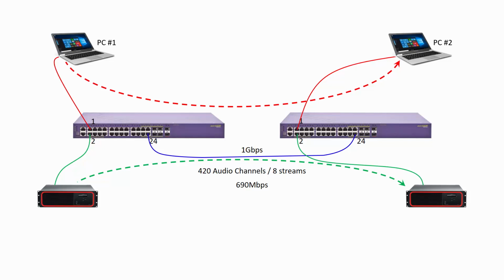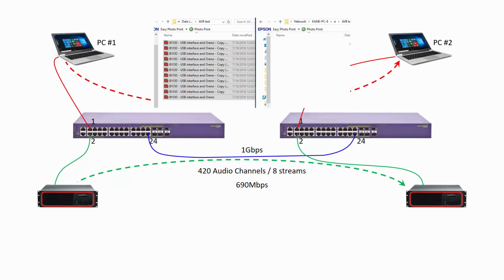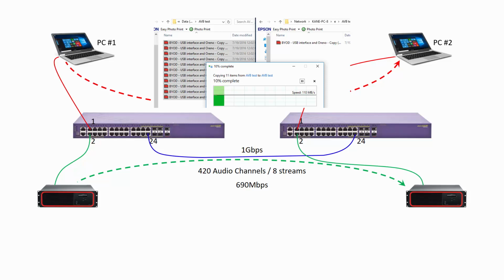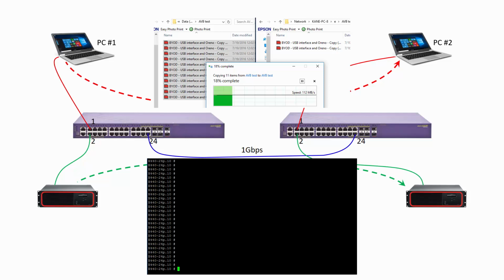I'm going to start a transfer of some large files from computer 1 to computer 2. We can see the transmission speed is around 112 megabytes per second, which equals about 900 megabits per second. Considering there's a data overhead not included in this, we can conclude that the full gigabit trunk connection is now saturated. Let's go into one of the switches and take a look at what's happening on the trunk connection.